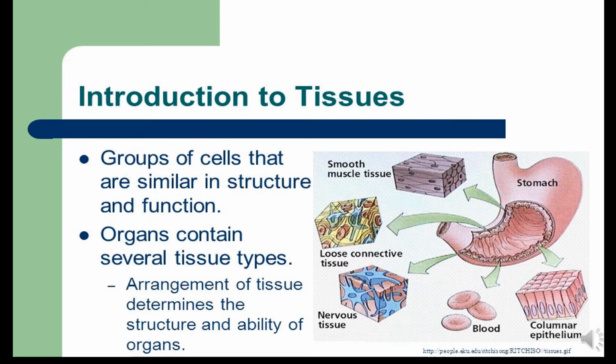Firstly, we'll discuss what tissues are. Tissues are groups of cells that are similar in structure and perform a similar function. These various types of tissues are present in multicellular organisms, and organs are made up of several types of tissues to perform a single function. The arrangement of tissues in a particular organism determines the structure and ability of organs.